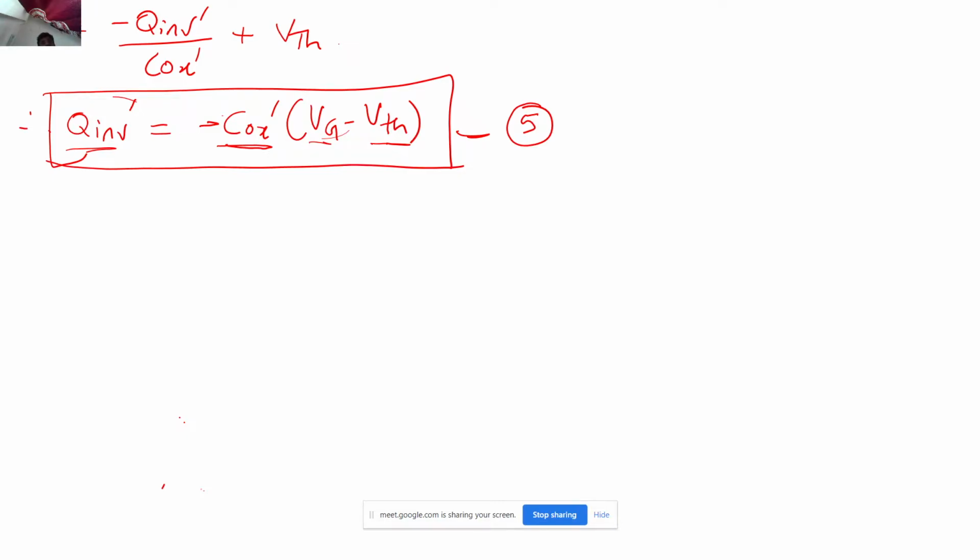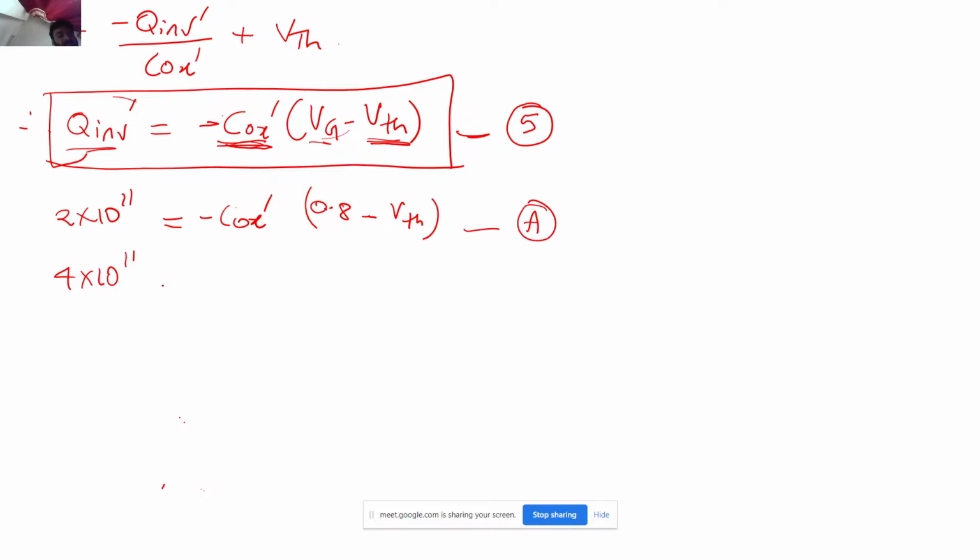We will try to solve these equations to find out the Cox dash and the Vth value, and these values don't change with Vg, right? Because capacitance is constant and Vth is an inherent parameter that is present. So for Vg equal to 0.8, they have given that the Q inversion charge is 2 into 10 to the power 11. So this is my minus Cox dash, this is the first part. And when the inversion carrier charge is 4 into 10 to the power 11, the voltage that we had applied was 1.3 volts, correct?